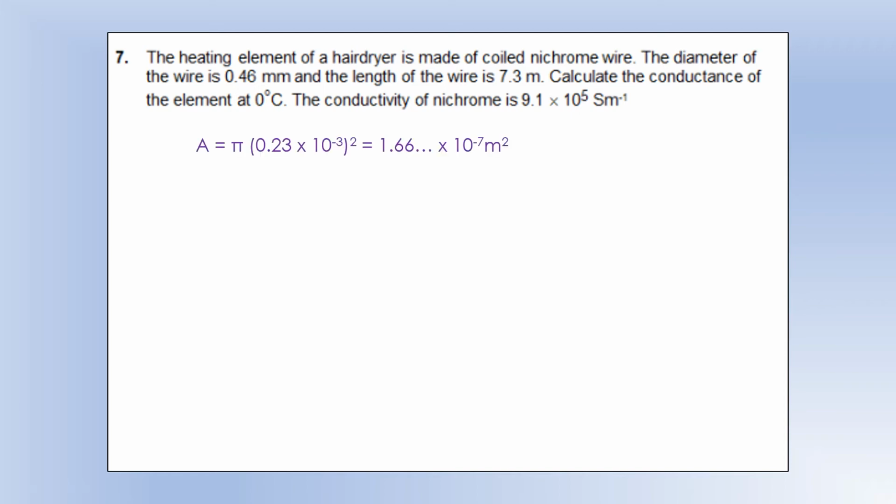Okay, so again, first stage, I'm going to figure out what the area is by doing pi r squared, remembering to convert into meters. And this is our equation for conductance. So conductance is conductivity times area over L. So it's basically the resistivity equation flipped upside down. Once we've got that, we can plug our numbers in and we get our conductance in Siemens.